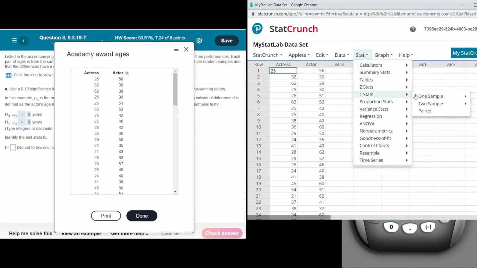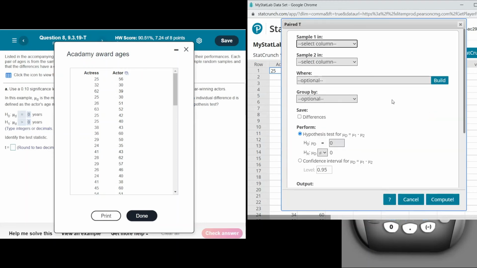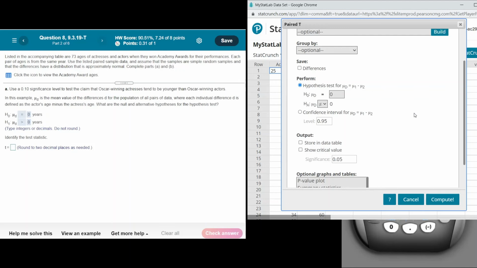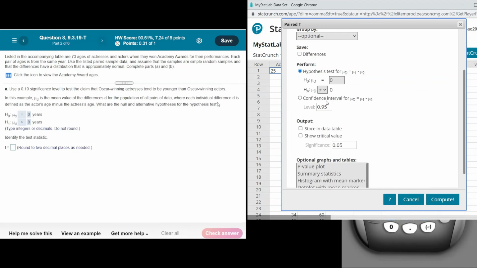All right, have everything here paired. Sorry to sound like such a downer right now. I hate it. All right, anyway, which one comes first? If it's greater than, let's see, it's defined as actor's age minus actress's. So actors come first, then actress. Actor, then actress. Yeah, we know everything is going to work. Let's choose greater than.